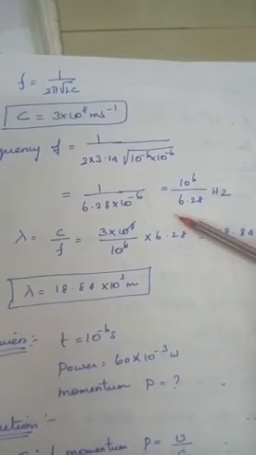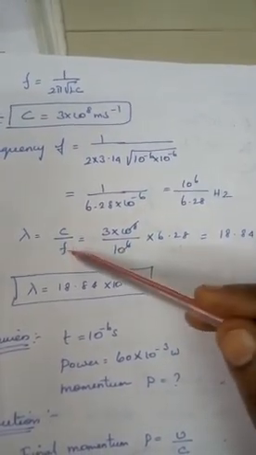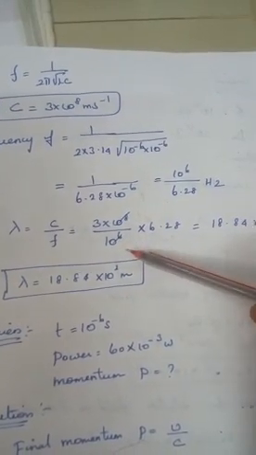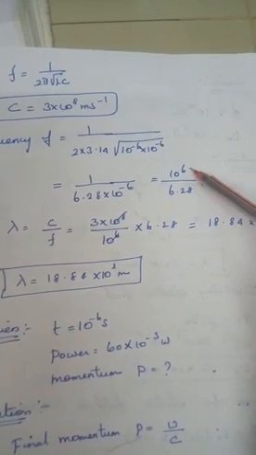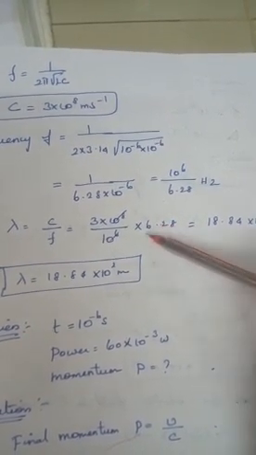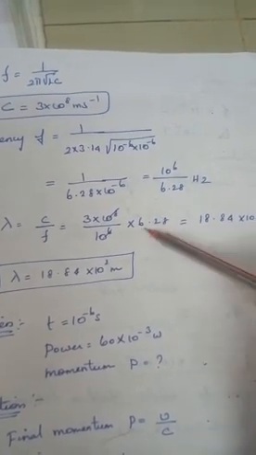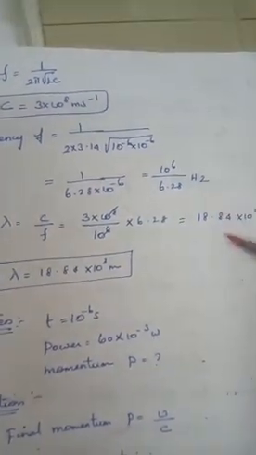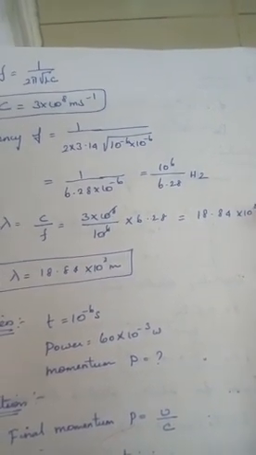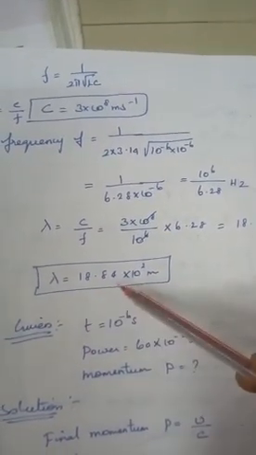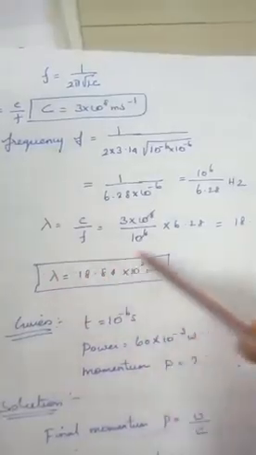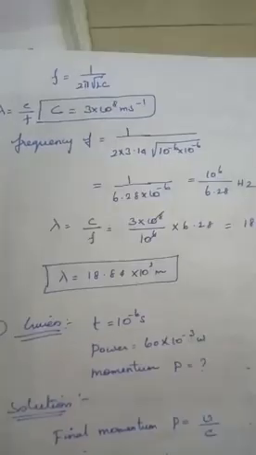So now substitute the f value. Lambda is equal to c by f. So c is equal to 3 into 10 to the power 8 divided by f, which is 10 to the power 6 divided by 6.28. It can be converted into the numerator. So cancel some of the values and minimize all the values. Then you will get 18.84 into 10 to the power 2. So lambda is equal to 18.84 into 10 to the power 2 meter. This is the final answer, that is the lambda value.